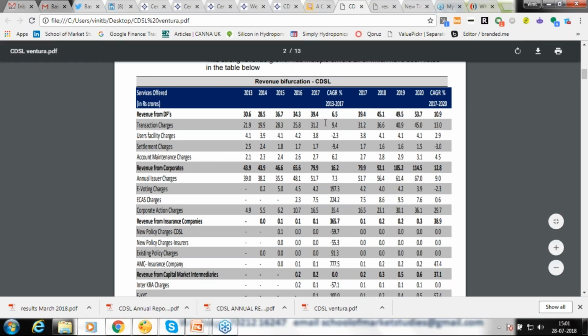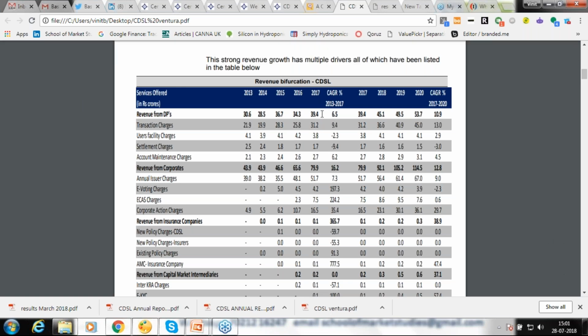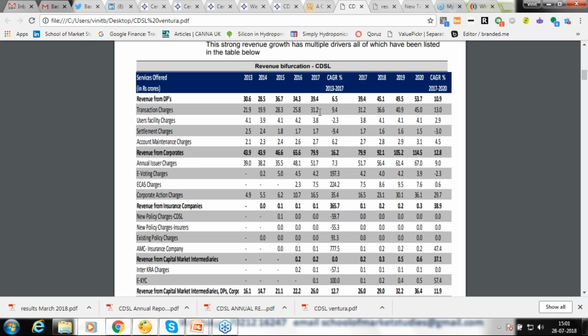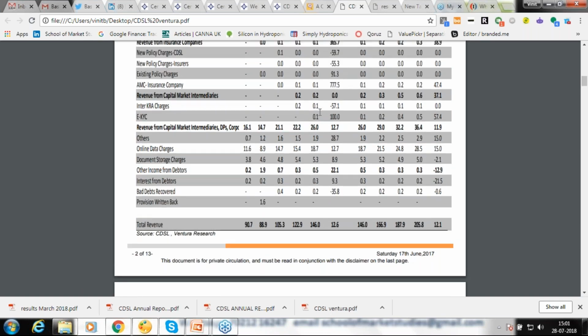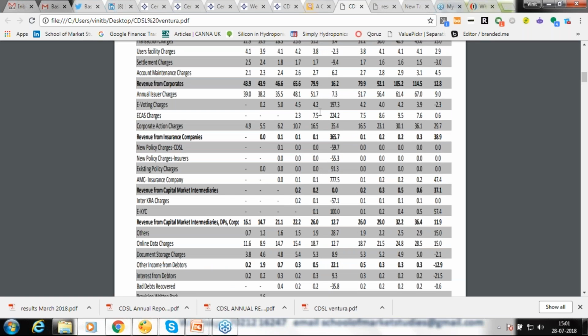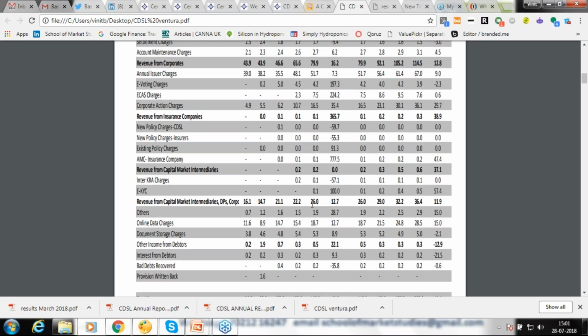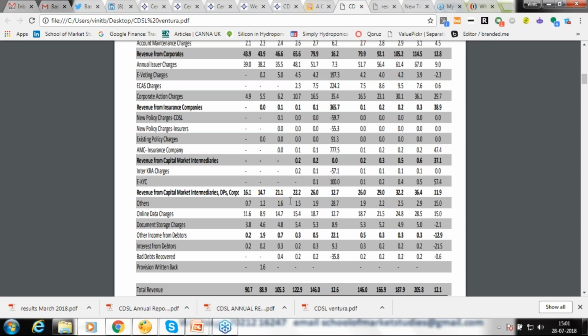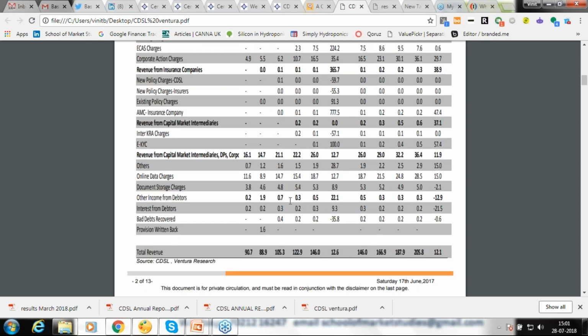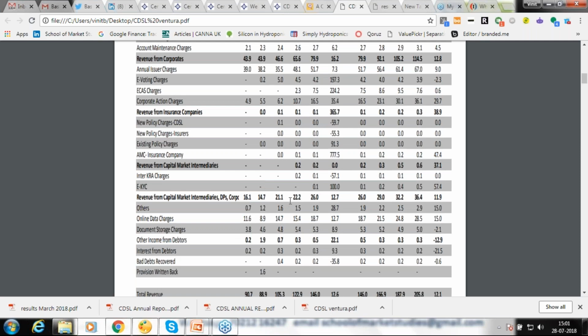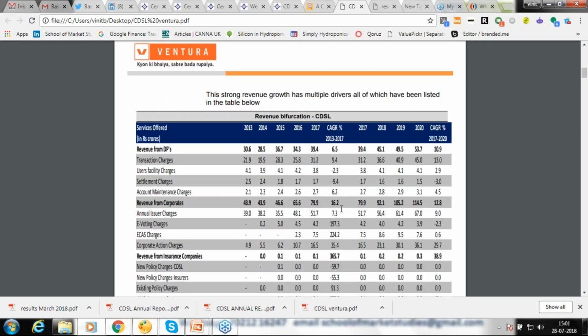So obviously it's quite visible that bulk of the revenues are coming from the DP side, isn't it? Because in 2013, 40 crores of 146 crores, right? Let's come down further. Which are the other ones? Then you have revenue from capital market intermediaries, right? So these are the big five revenue streams. And if you notice that, so corporate revenues are the big ones. So this is 1:2 revenue from DPs and corporate revenues.